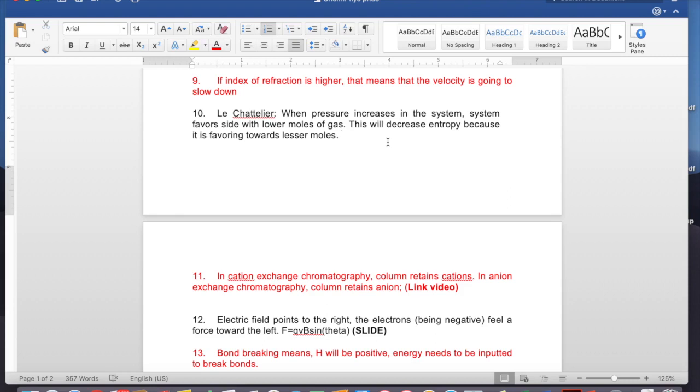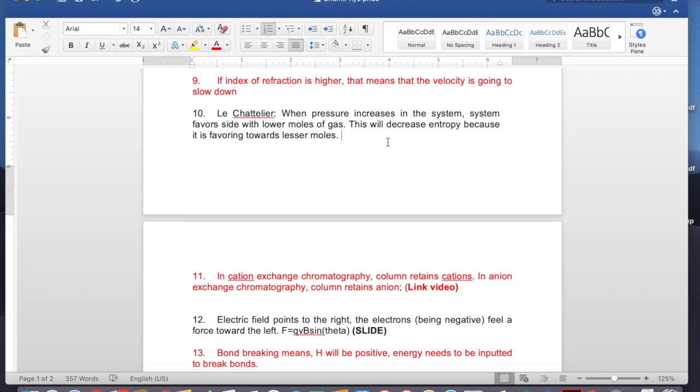You're looking at the 3 in the 3H2, and you're looking at the 2 in the 2O2. You're not looking at the subscripts of each element, okay? So for this example, 3H2 plus 2O2, the total moles on that side is going to be 5 moles.